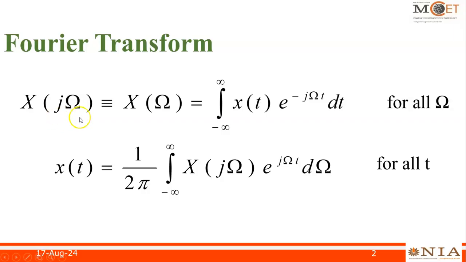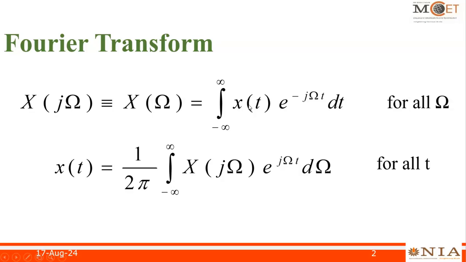In frequency domain, the signal is represented using x of j omega, which is equal to integral varying from minus infinity to plus infinity x of t e power minus j omega t dt. So this is for all omega values. So this is the value of the given signal x of t.